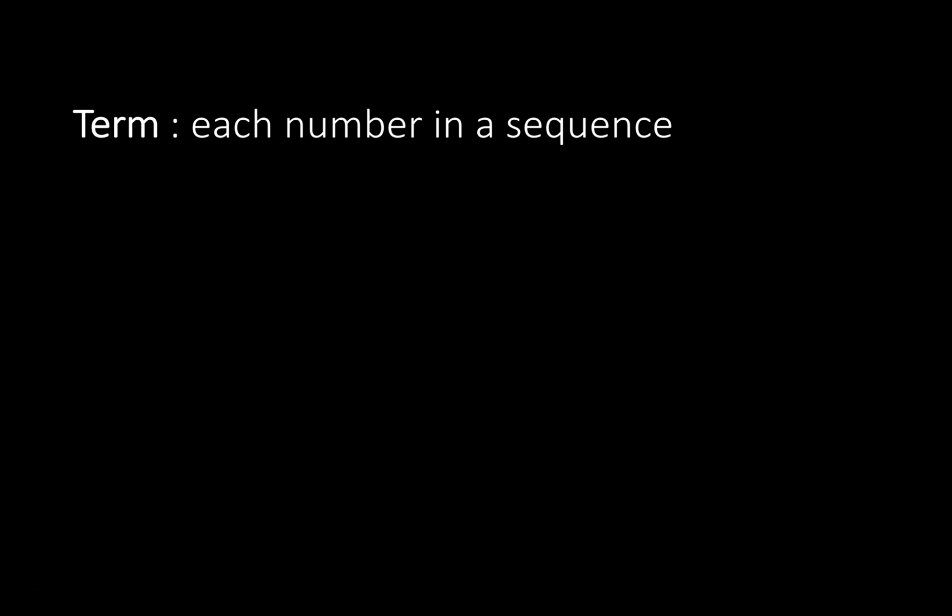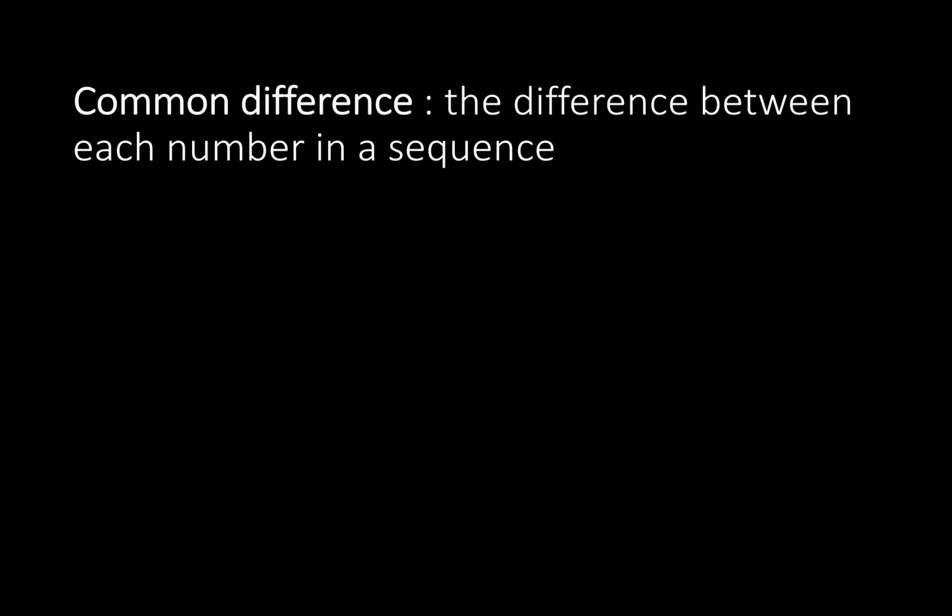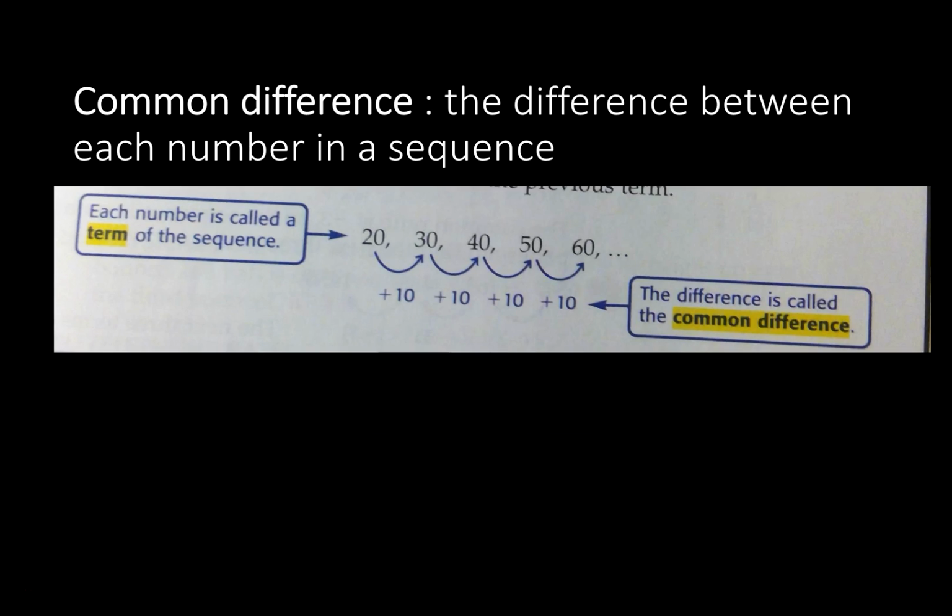So a term is each number in that sequence. And I got a slide for that in a sec. And then the common difference is the difference between each number in that arithmetic sequence. So here's that in a picture. Each one of these is called a term. So that's a term, term, term, term, term. They probably will say, give us the next 3 terms in this sequence. That's where that term thing's going to come from. And the common difference is the difference between each one.